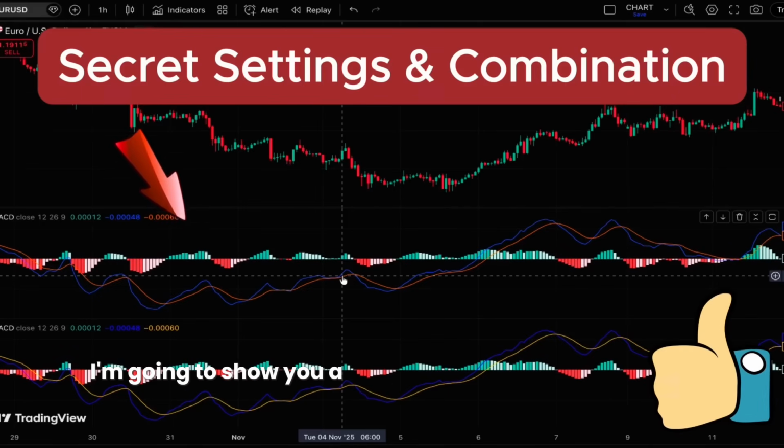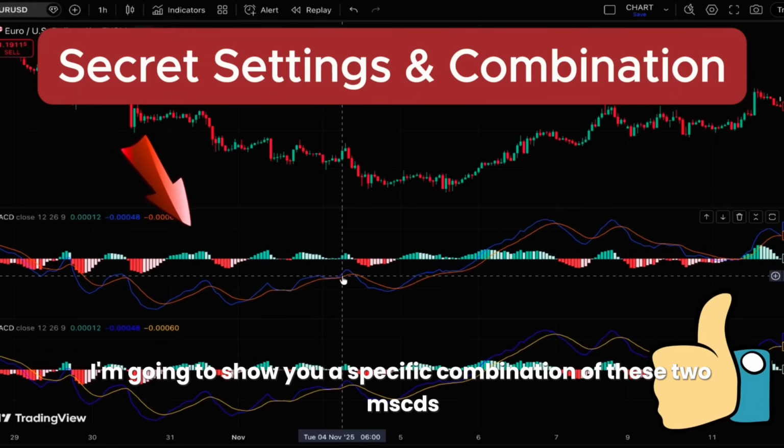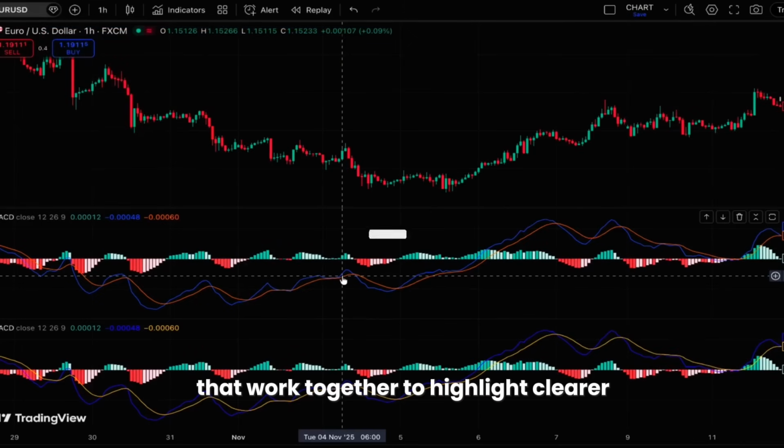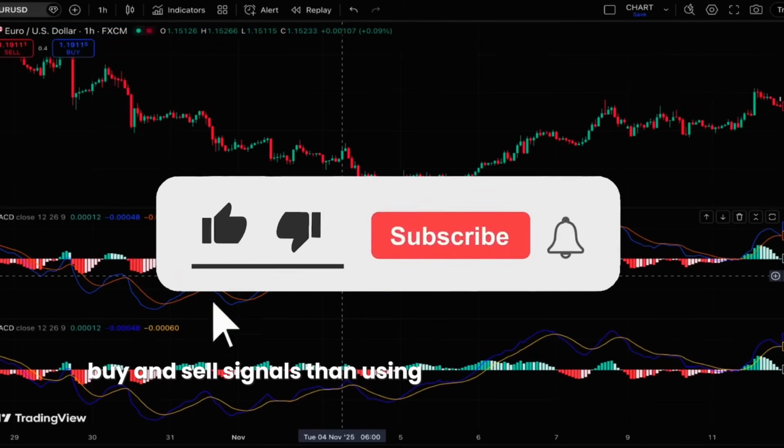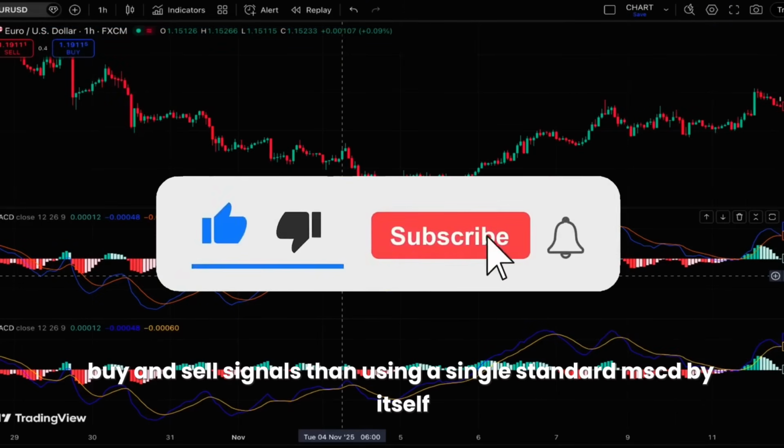I'm going to show you a specific combination of these 2 MACDs that work together to highlight clearer buy and sell signals than using a single standard MACD by itself.